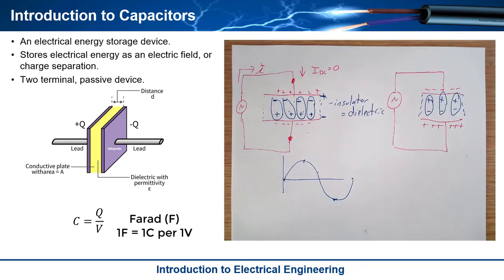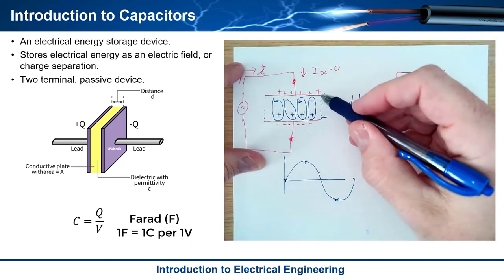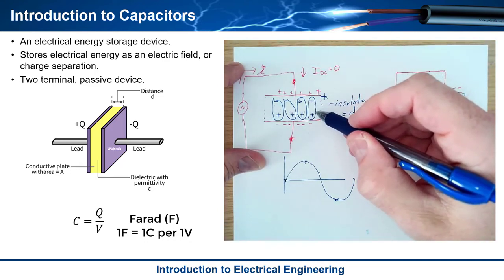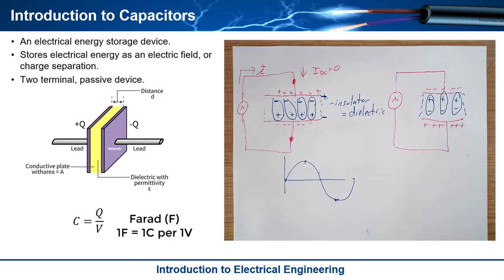And of course, there's no such thing as a perfect capacitor. So even the best capacitors on the planet, as soon as you disconnect, they will slowly go back to having no charge on them, or said another way, having no voltage on them. Okay. So that's just in general kind of the theory of what a capacitor is.